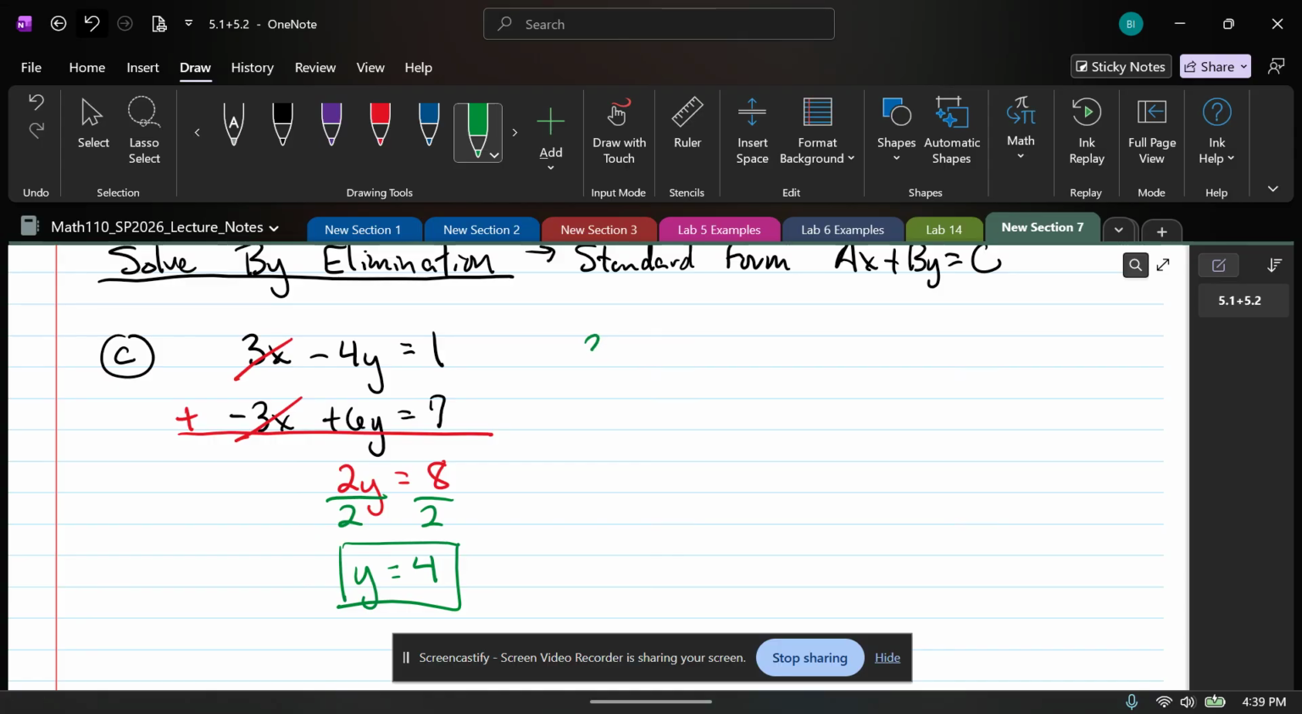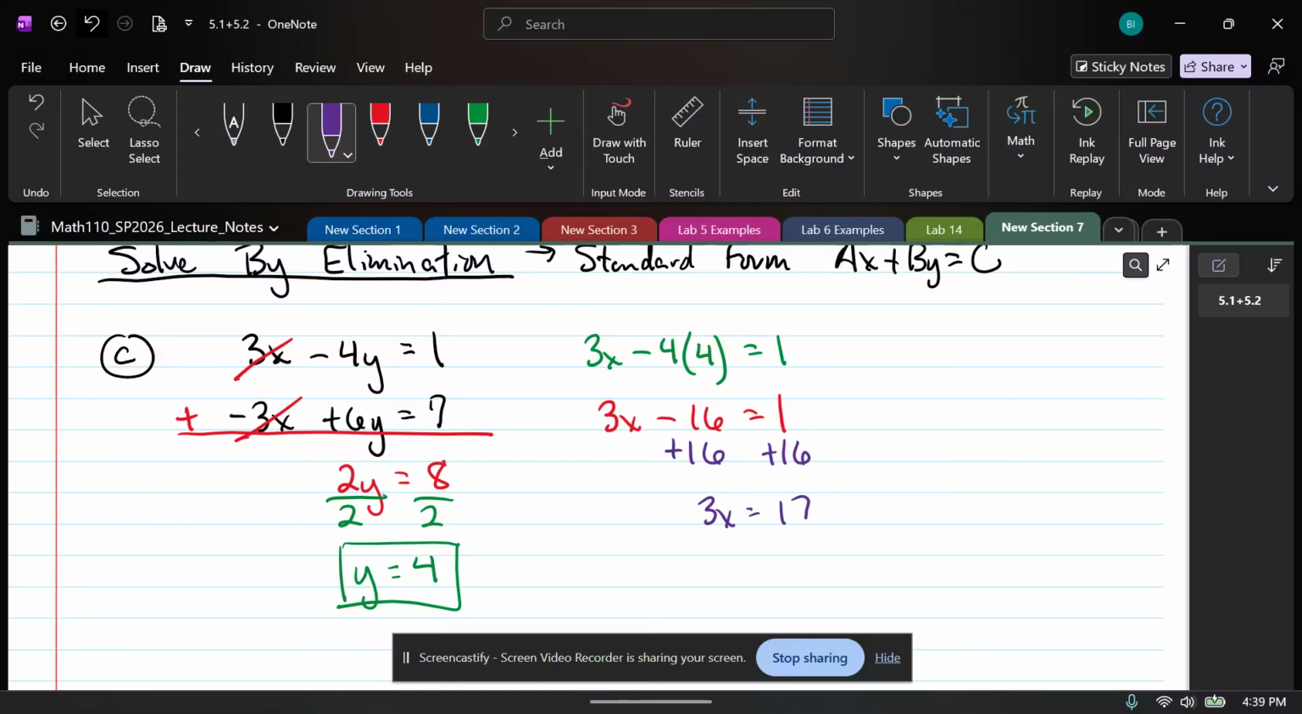That way I don't even have to think about it. So I'm just going to go 3x minus 4, and then instead of y, I'm putting that 4 that I found. And then I'm working this problem out. So that's going to be 3x minus 16 equals 1. And then I'm going to add 16. 3x is equal to 17. And then last, I would divide by 3.